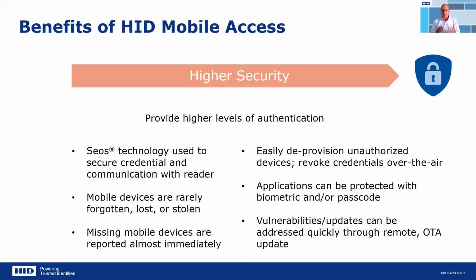Also, as a practical part of it, mobile devices are rarely forgotten, lost, or stolen. It's not like cards. And if they are lost or stolen, the missing phone is reported immediately. You will find out if you forgot your phone in the pub on Friday night very soon, latest Saturday morning. If you forgot your access control card to your office there, you will find it out on Monday morning. And if something like that happens, it's very easy to deprovision unauthorized devices. You can revoke the credentials over the air. So it can be done by the administrator automatically.